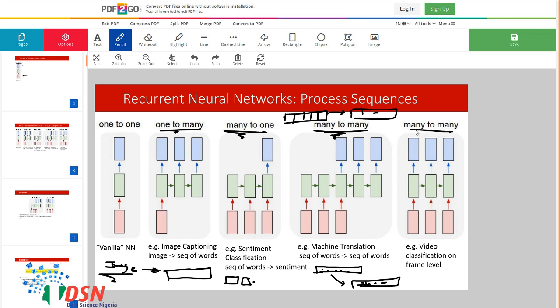Or you could have another many-to-many. So let's say you want to classify a video based on each frame. So in each frame we want to have a prediction for the output. So it is a many-to-many task with this kind of architecture, because for each frame we should have one output.